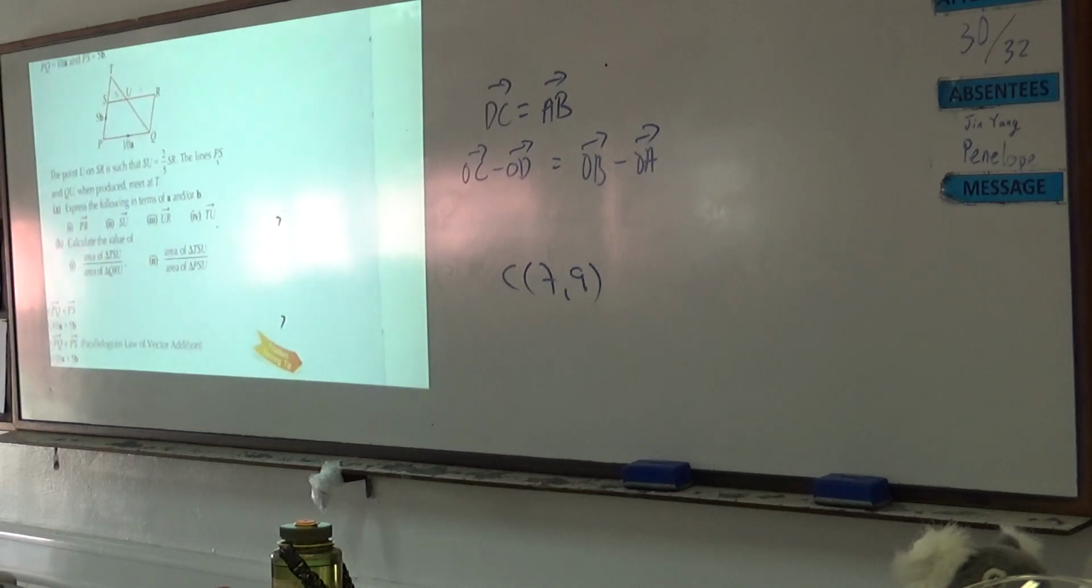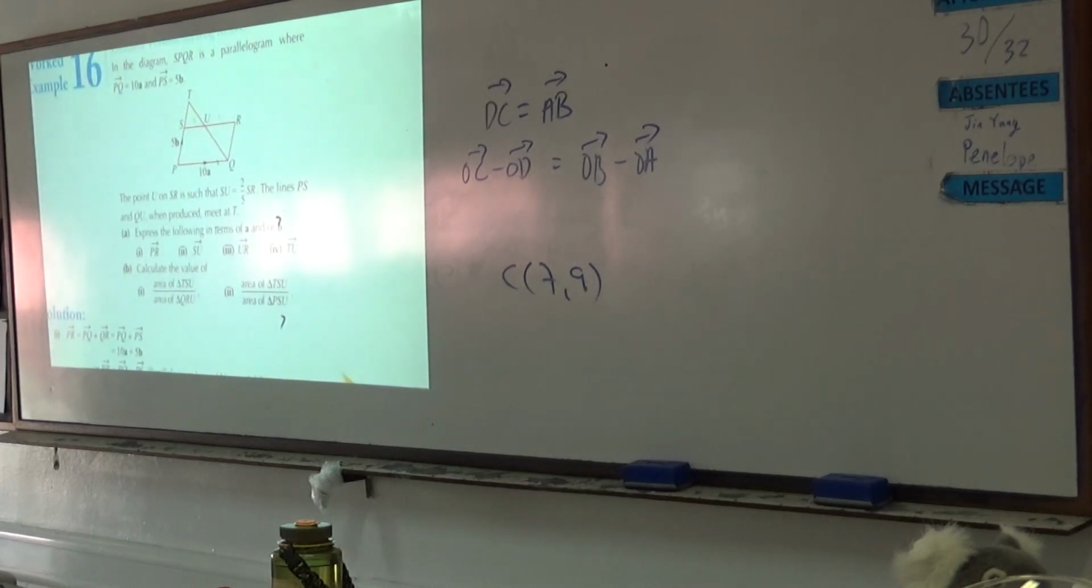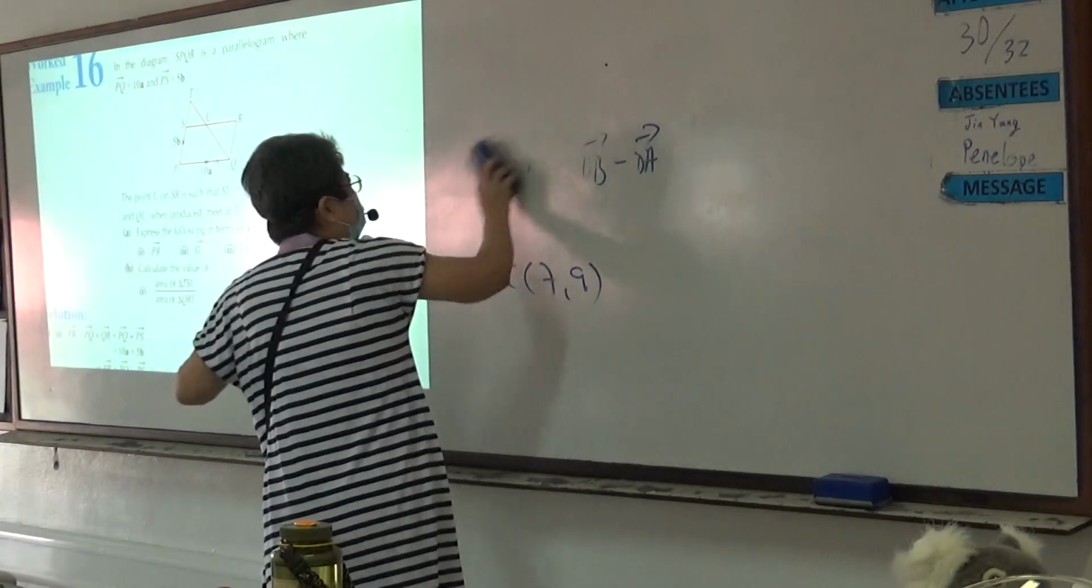We go on to example 16. Altogether there are 18, until example 18. This one is not that simple anymore. That's why we've got to pay attention here. I'm going to explain on the board.